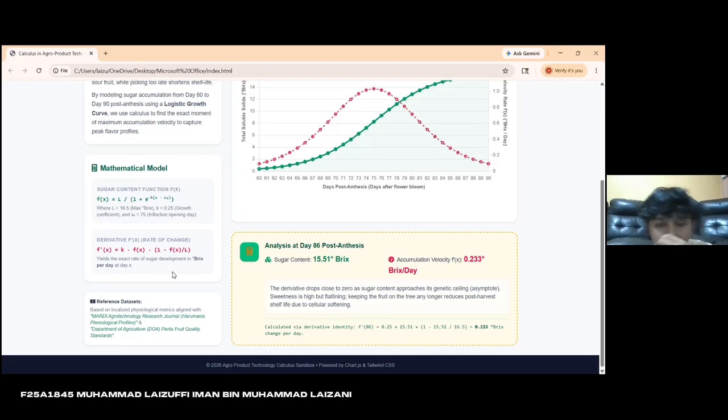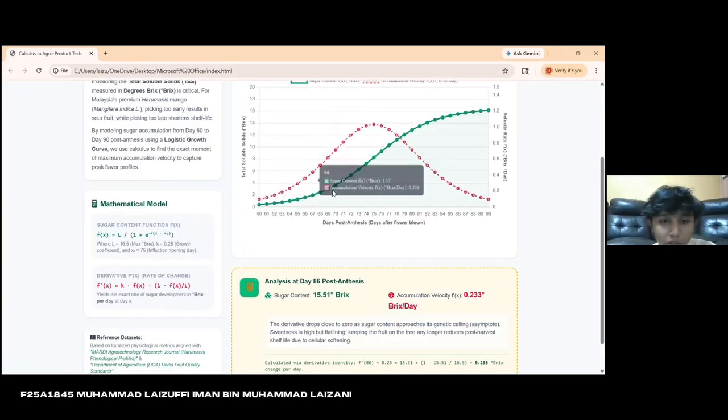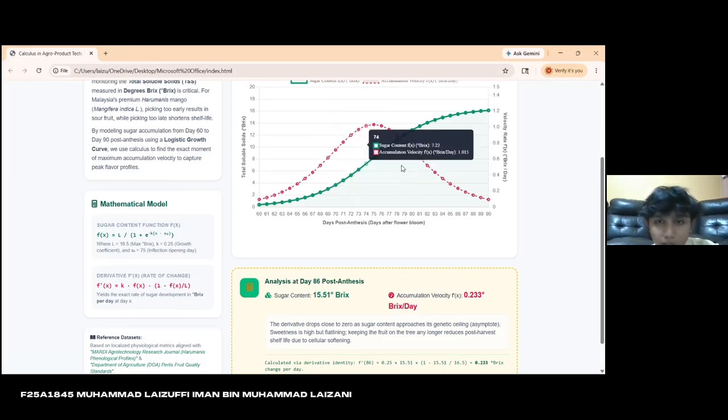To know when the sugar increases the fastest, we use the derivative, written as f'(x). The derivative tells us the rate of change, or how quickly sugar is being added each day.